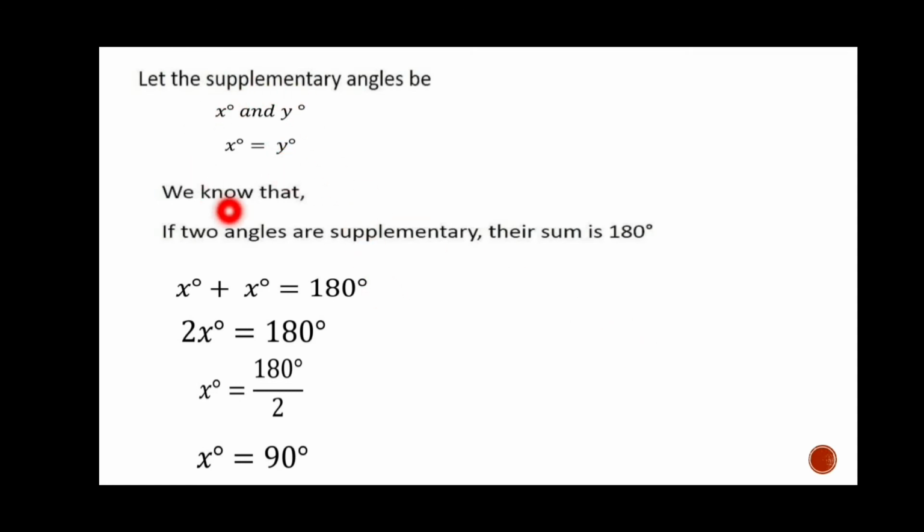So since the value of x is 90 degree, it is equal to y also. So both the angles are of 90 degree, and when we add 90 plus 90 we will get the sum 180. So which angle is equal to its supplement? 90 degree is the angle which is equal to its supplement.